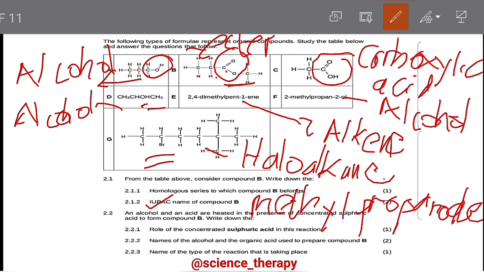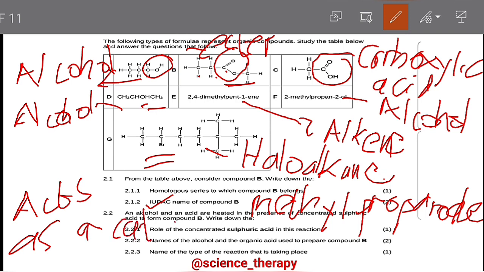Then 2.2.1 asks for the role of the concentrated sulfuric acid in this reaction. What does the sulfuric acid do? We know it acts as a catalyst. What does a catalyst do? It speeds up the chemical reaction. So we say it acts as a catalyst.